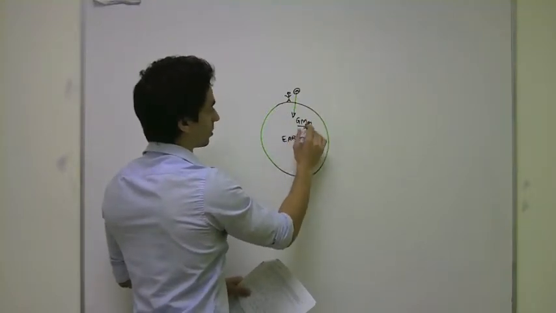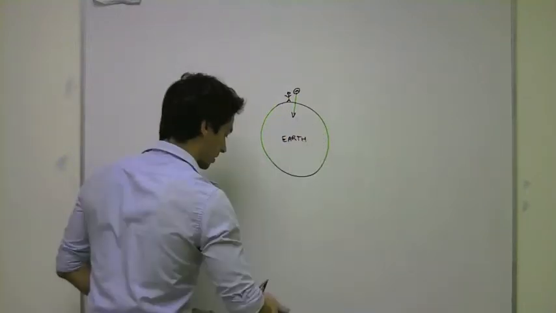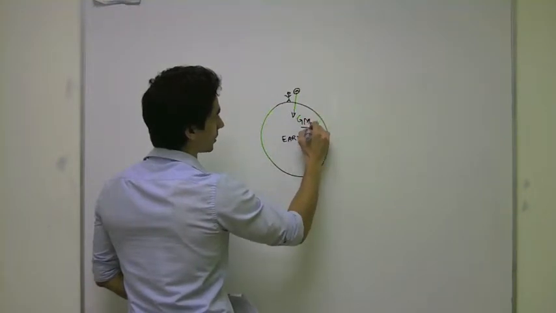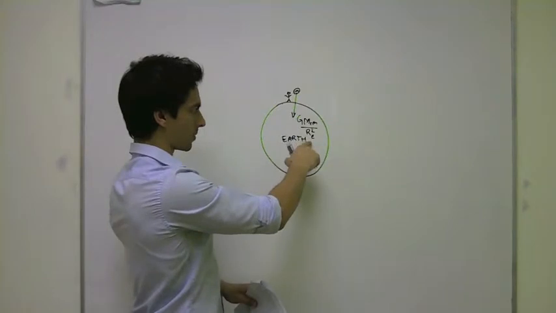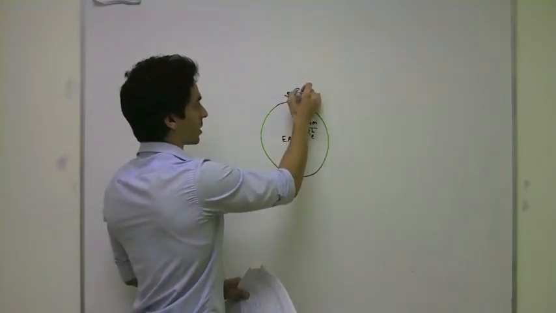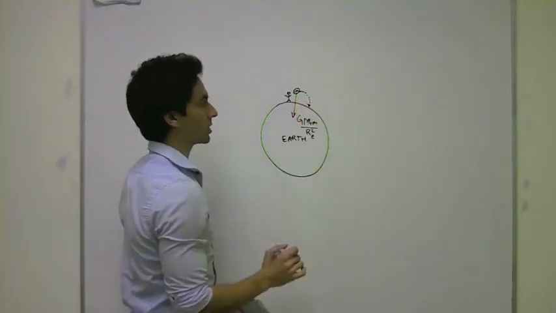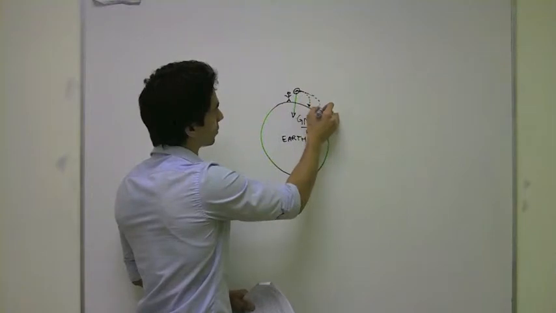G M_e m over r_e squared. Me is the mass of the Earth, r_e is the radius of the Earth. Now let's say this object is thrown in this direction, it is going to fall towards the Earth. If it's thrown with a greater velocity, it's going to fall a little further.